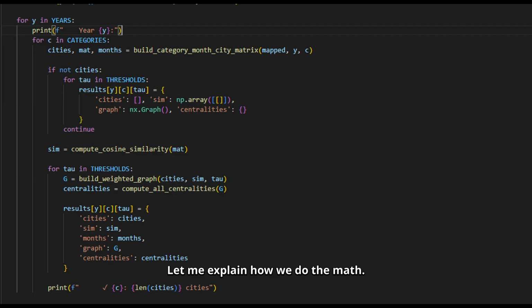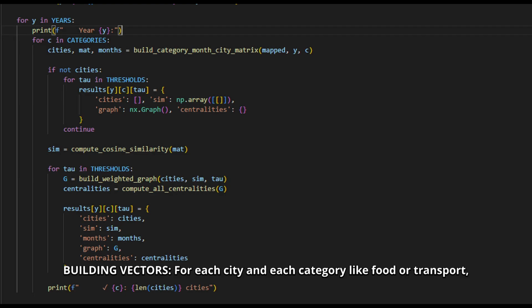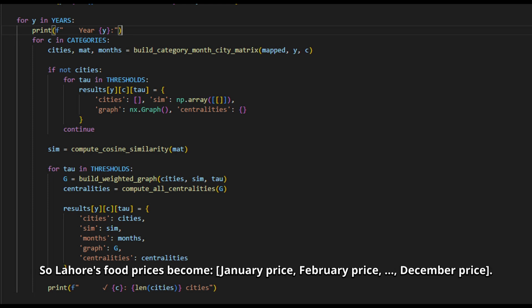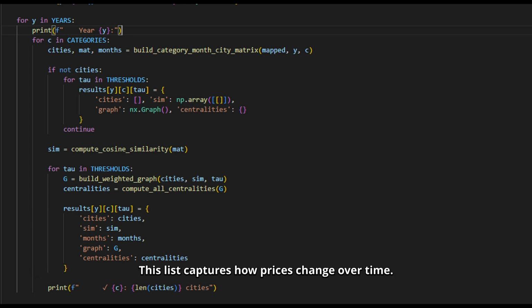Let me explain how we do the math. Building vectors. For each city and each category, like food or transport, we make a list of prices, one for each month. So Lahore's food prices become January price, February price, and so on. This list captures how prices change over time.